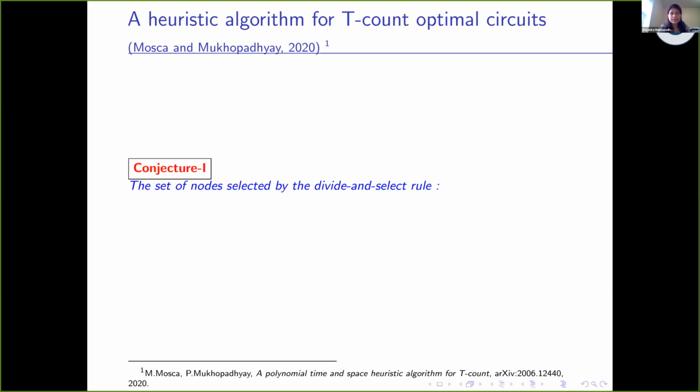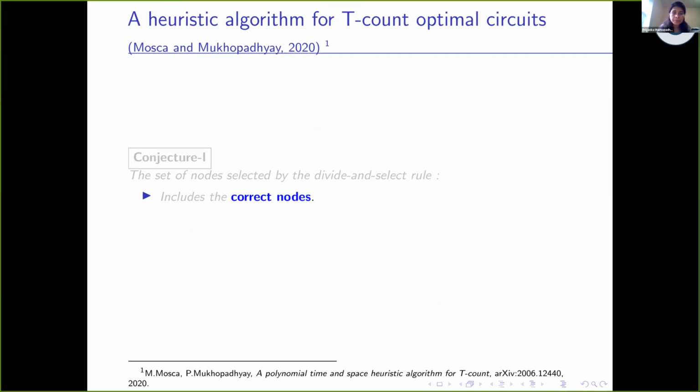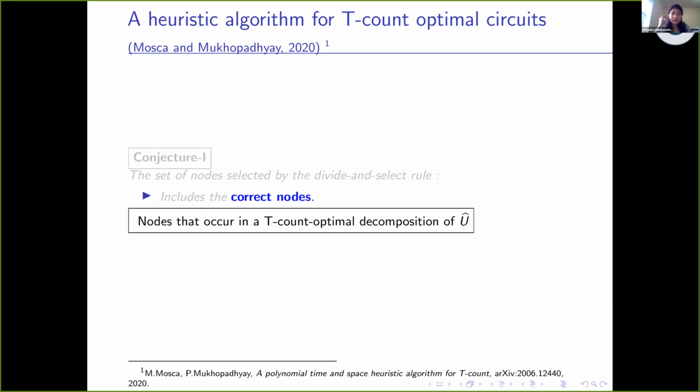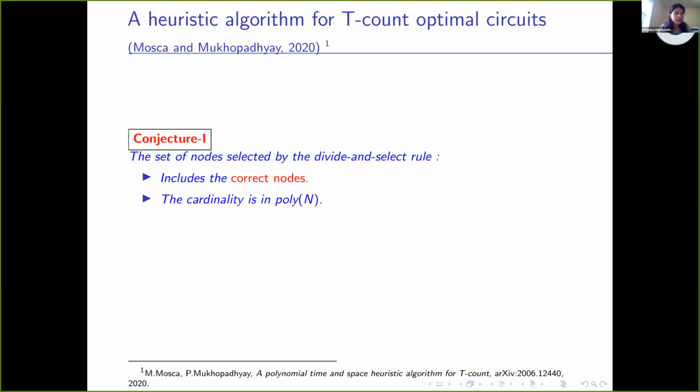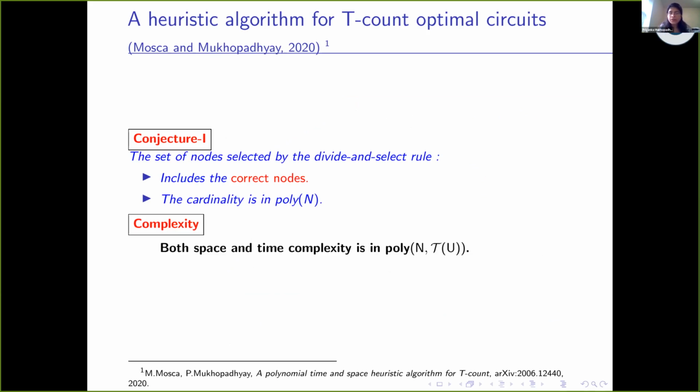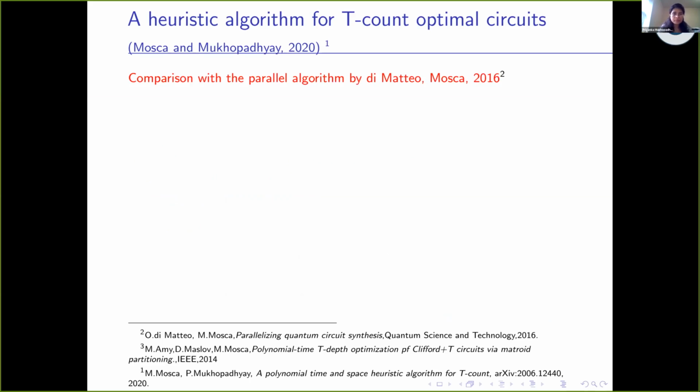Our conjecture is that the set of nodes selected by the divide and select rule always includes the correct nodes. These are the nodes that occur in a T-count optimal decomposition of the unitary, and the cardinality is at most polynomial in capital N. And this implies that the complexity of our algorithm, both space and time complexity, is polynomial in capital N and the T-count of U. So we have implemented some standard unitaries and some random unitaries.